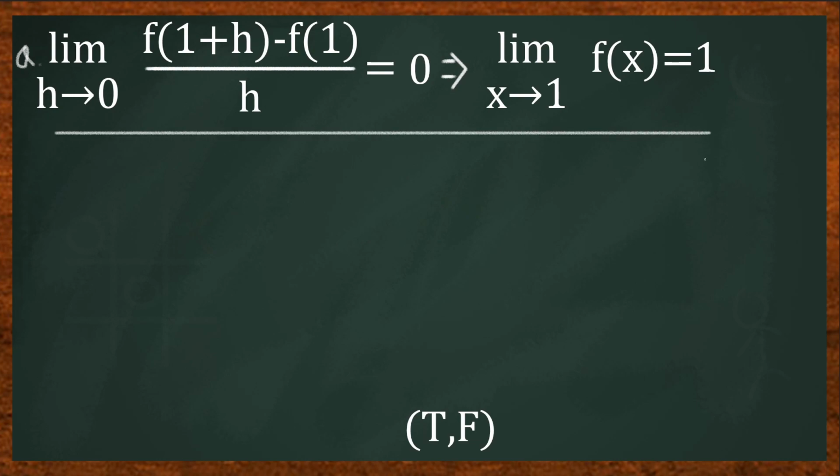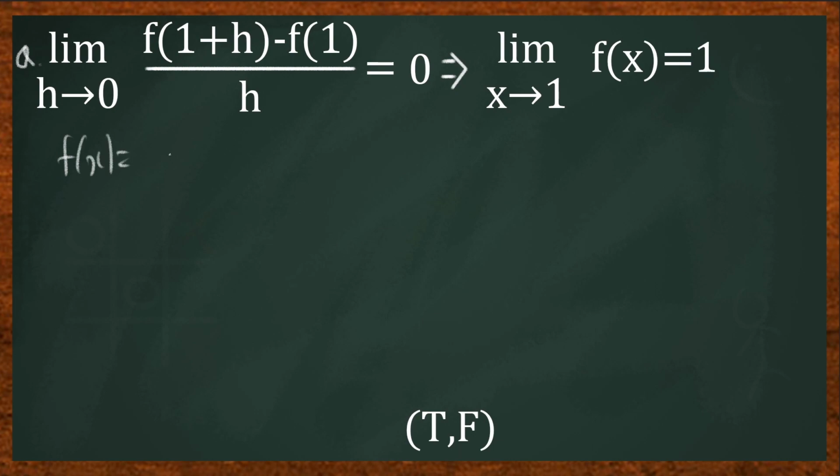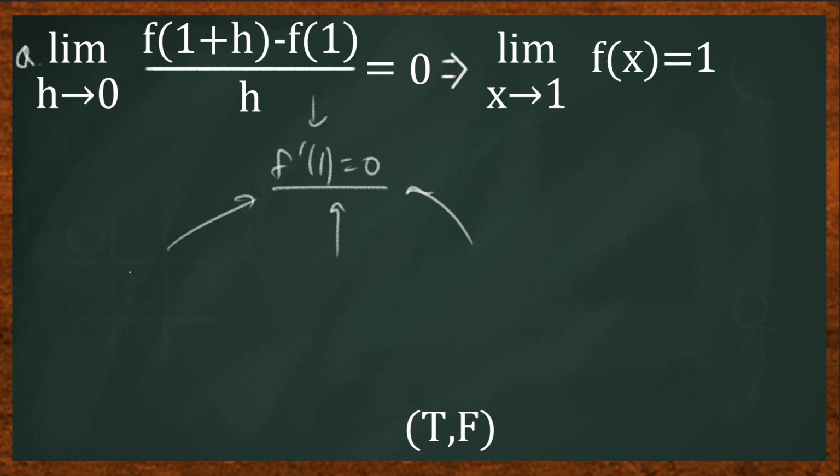As you can see, the first one is the definition of f'(1). Of course, f(x) needs to be continuous. This is saying that f'(1) is equal to 0, and that it will be the limit as x approaches 1 of f(x) is equal to 1. But that really doesn't make sense, so let's make a counterexample and say this is not true.